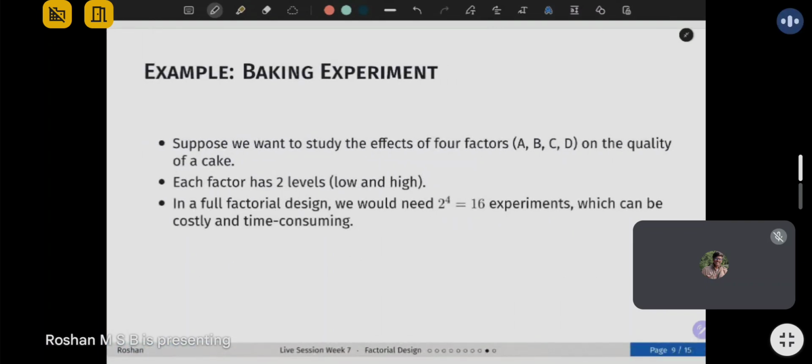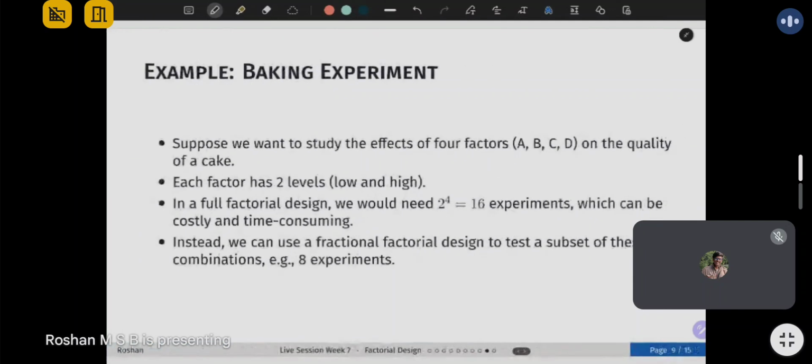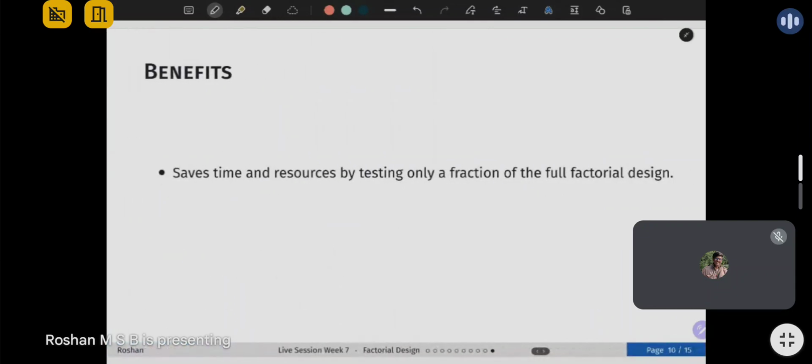16 experiments, which means you need to bake 16 times to come to a conclusion saying that this factor has to be at this level, and so on. Maybe in the fractional factorial design case, you can use a subset of these combinations where low and high are represented enough number of times in all the 4 factors A, B, C, and D. Maybe you can get the optimal parameters using 8 experiments alone. So this is the whole idea of fractional factorial design.